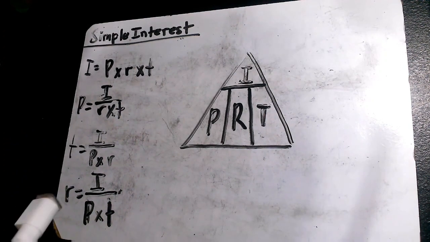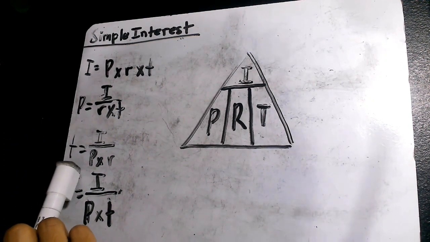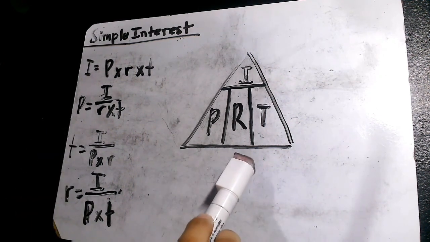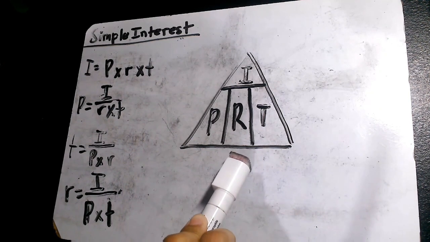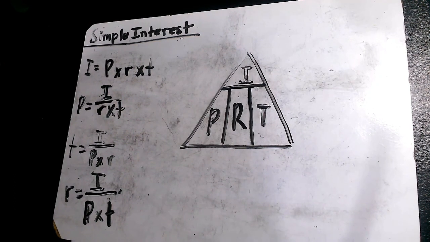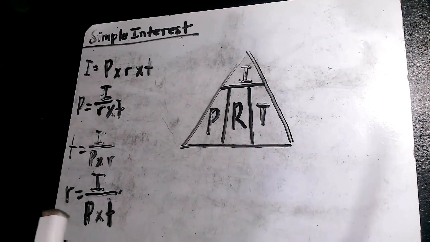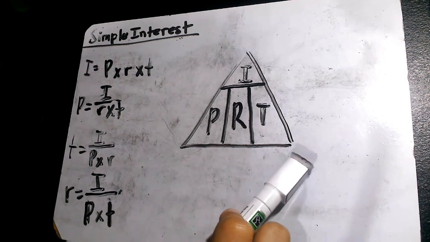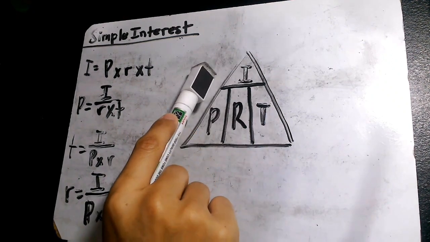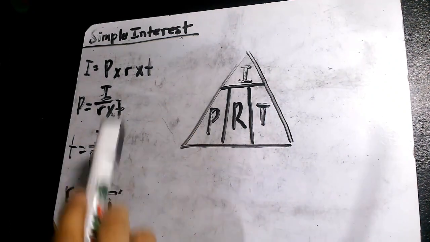If we are looking for T, which is time, all we need to do is multiply P and R, then the product will be divided to I, which is interest. Last but not the least, we have R for rate. If we are looking for rate, all we need to do is multiply P and T. Then the product of it will be divided to I, which is interest. Then we would get R.